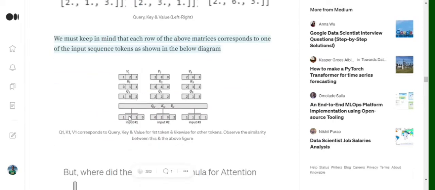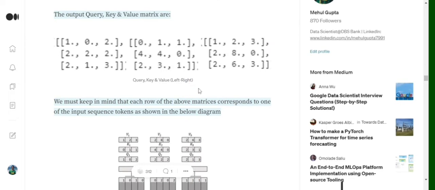As you can see in the structure as well, this is the input and eventually 102, 011, 123, 222, 440, 282. You can see from here also we are getting these values. So for example, for query, 102, 222, 213 is getting spread in this way: query 1, query 2, query 3, key 1, key 2, key 3, v1, v2, v3.